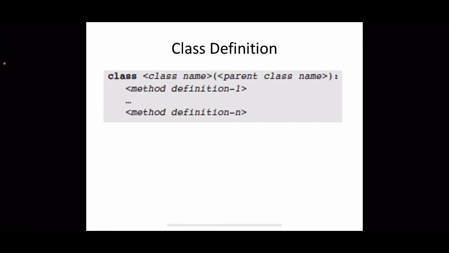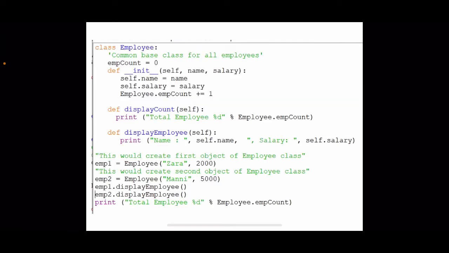So these are the syntax for class definition. Now we'll see an example for how to define a class. Here we are taking the example of an employee class. So employee is a class, and every person who is an employee is an object of this class. Let us define this class first.